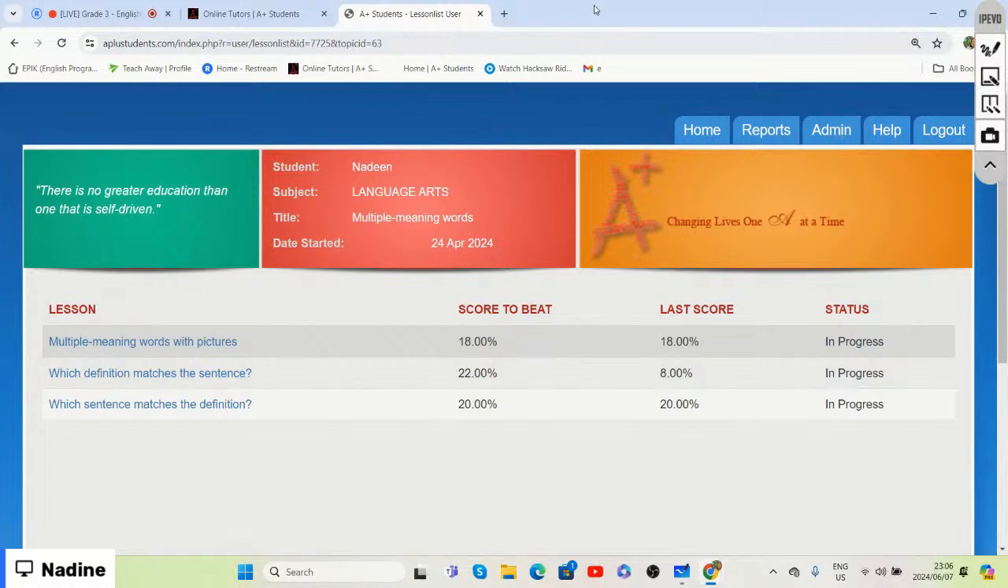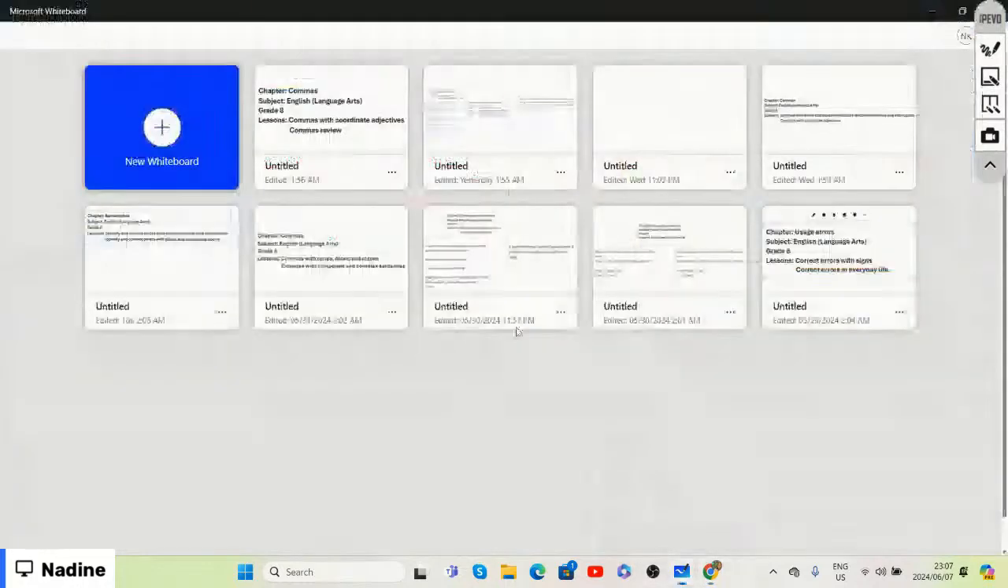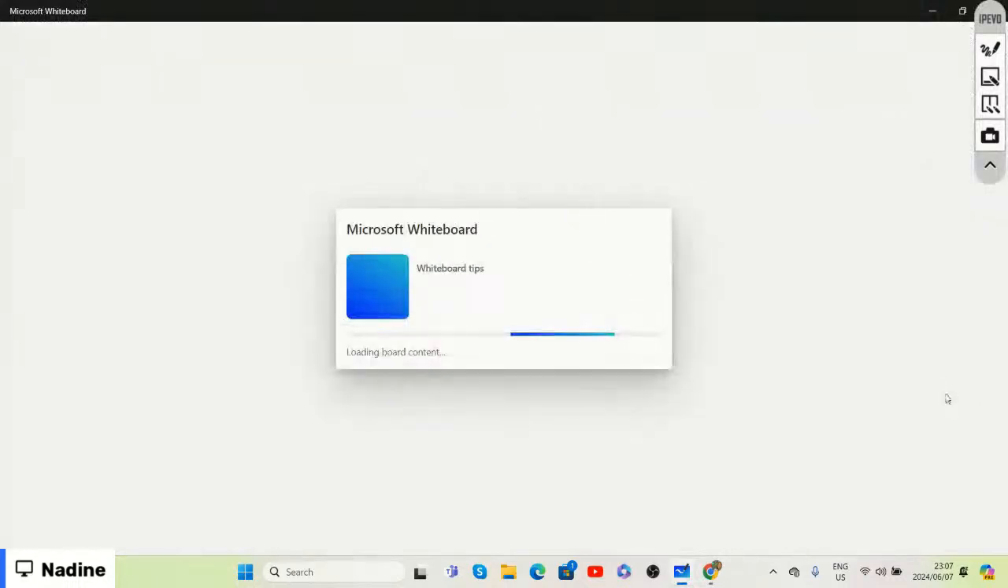All right. So we are doing a continuation of multiple meaning words. The day before yesterday, we did multiple meaning words with pictures as well as which definition matches the sentence. So today we're just going to go over a brief of what multiple meaning words are and then also which sentences match the definition. So that is what we are going to be doing today under our chapter of multiple meaning words.